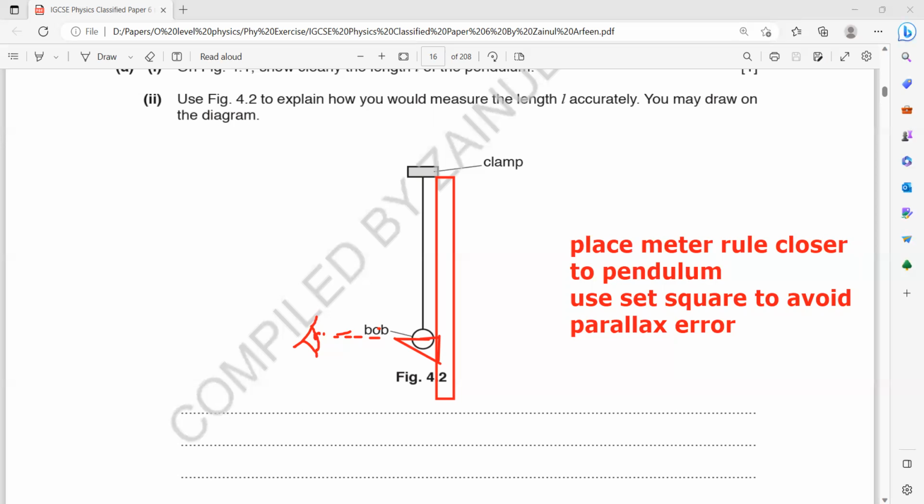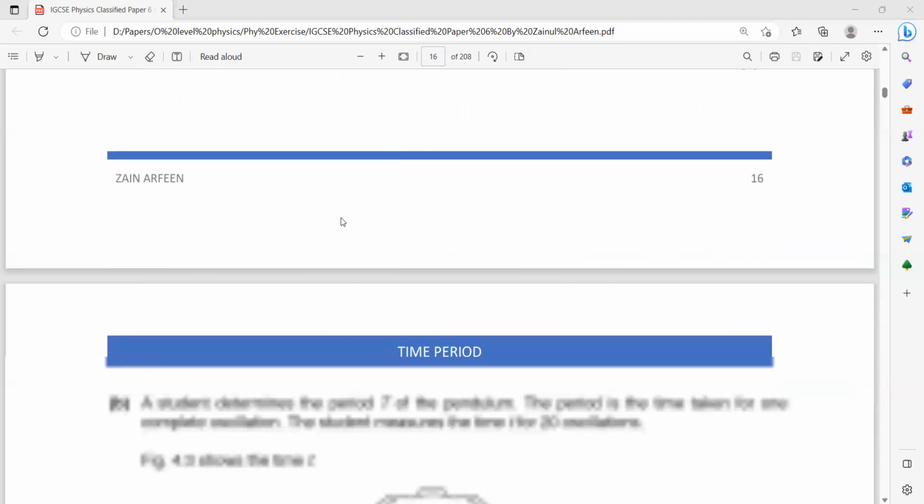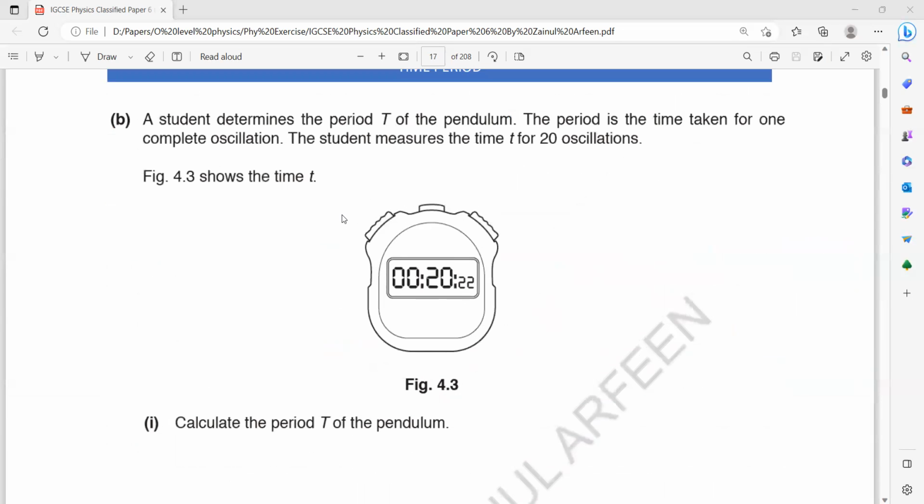Okay, the next question. A student determines the time t of a pendulum, like how much time it is taking to complete an oscillation, and he recorded the time for 20 oscillations. The time period is the time for one complete oscillation. Figure 4.3 shows the time for 20 oscillations. Calculate the period, the time for one oscillation.